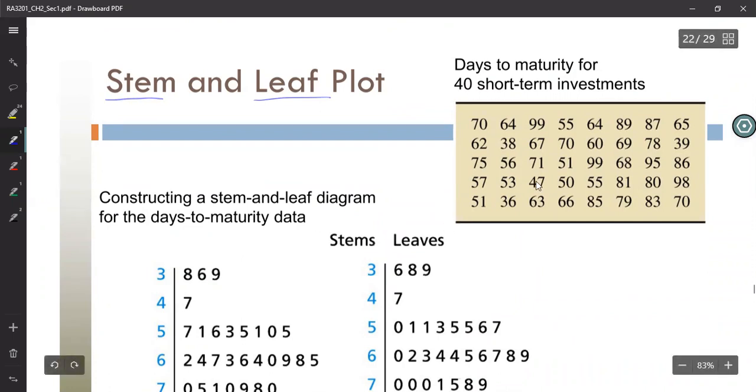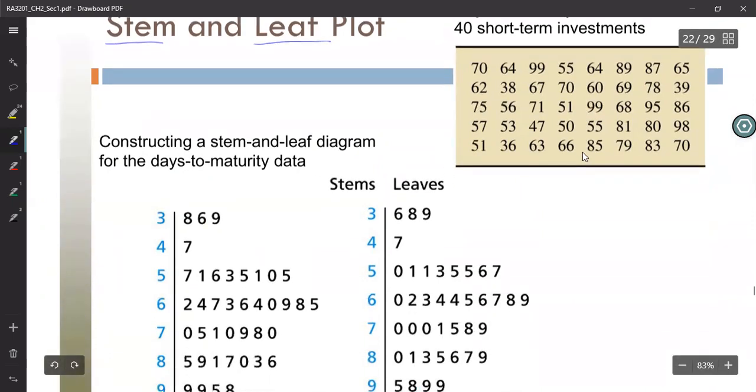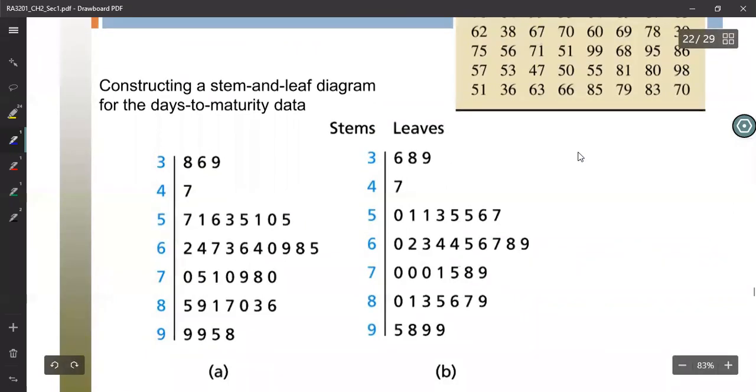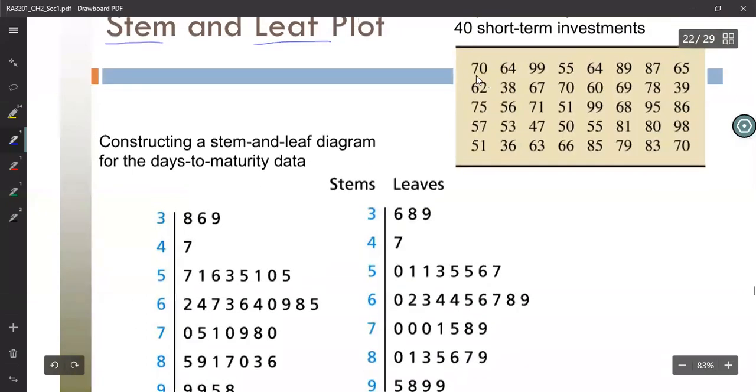So the same data set, the days to maturity, this is how you draw the stem and leaf diagram. You divide your paper into two parts with a straight line, and on your left hand side you put the stems, the right hand side you put the leaves. Okay. Now in this data you see only two digits, 70, 7 and 0, 64, 6 and 4. So these digits, you know the placement, these are the ones, these are the tens, right?